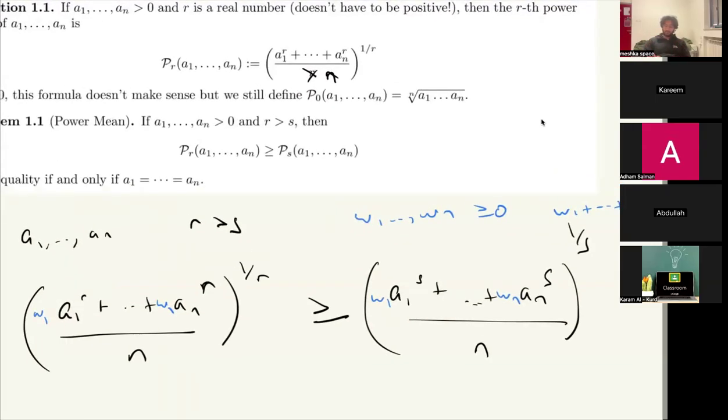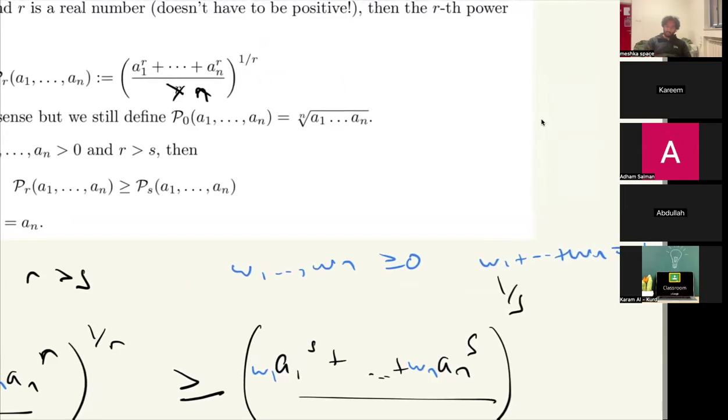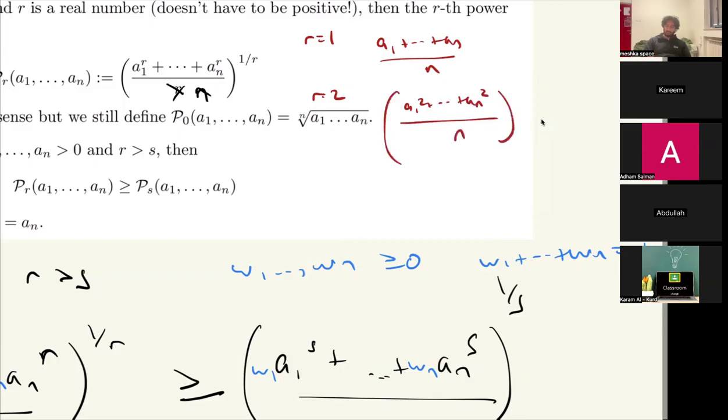And what does it mean? It means we're taking the mean of the rth powers to the power of 1 over R. Like when R equals 1, this is just (A1 plus ... plus AN) over N. It's just the arithmetic mean. So it should be N, not R. And if R equals 2, you take the squares and then you divide by N and then you take the square root. Does it make sense, Karan? Yes. Okay, so it's like this.